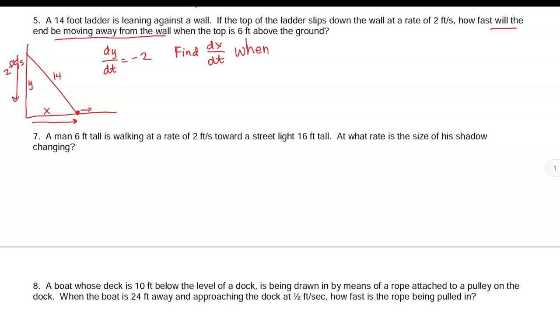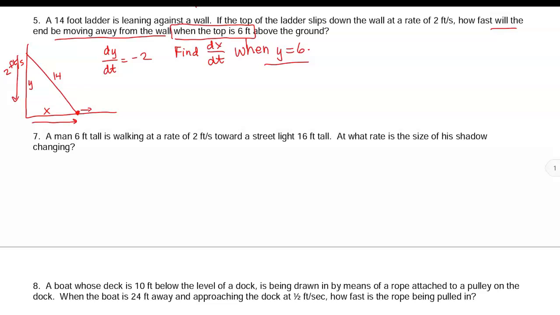And when they want you to find it in this math problem is when the top is 6 feet above the ground. So that means when y equals 6. So we're going to call that the snapshot. That's the snapshot moment that you're going to calculate for.